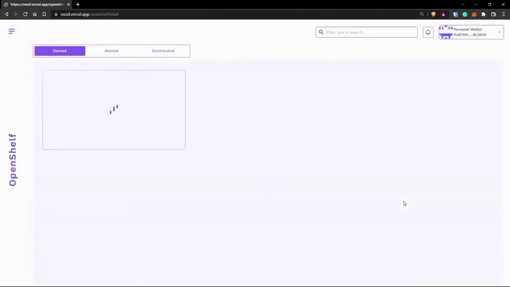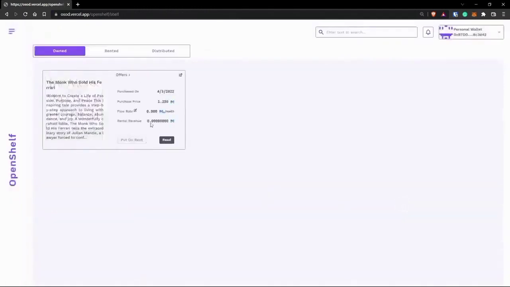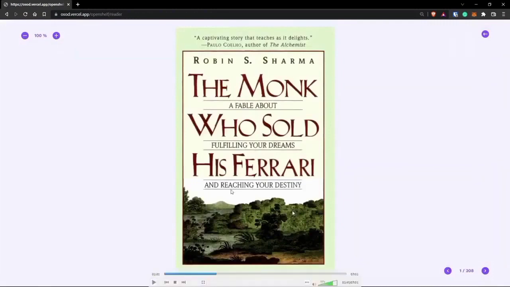So here a copy of this book is being minted and sent to its own shelf. This is our native book reader that we have made. So the reader doesn't have to download any other software to read this book.